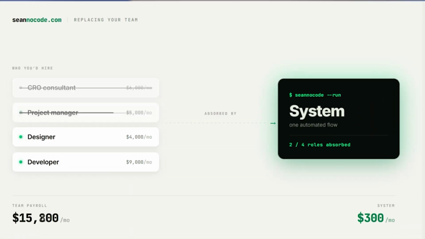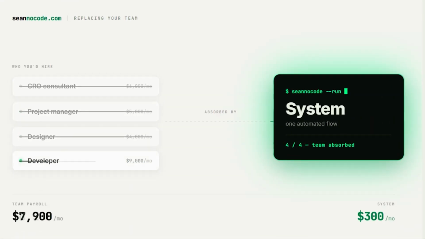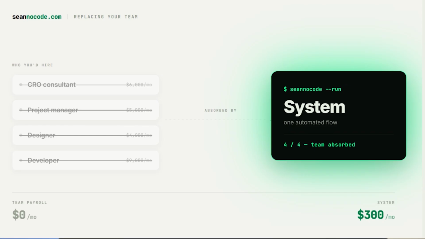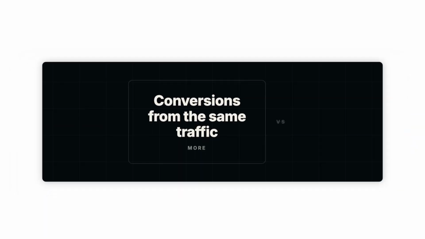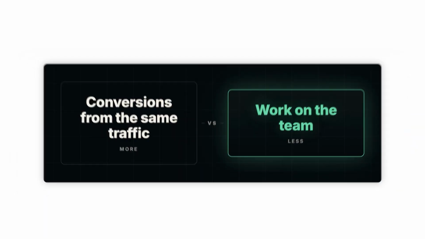So why would a client want to pay for this? Because you're automating sales page optimization end to end. No more CRO consultant, no project manager, no designer, and we could even get rid of the developer. The client can now just ask for a change, run it through this framework, they approve it, and then the system applies it to the site. More conversion from the same traffic and less work on the team, not more.